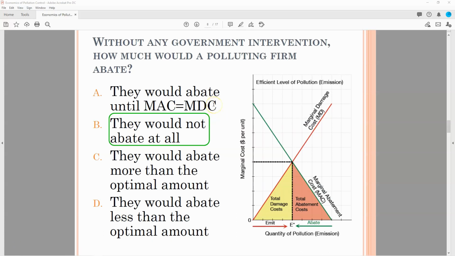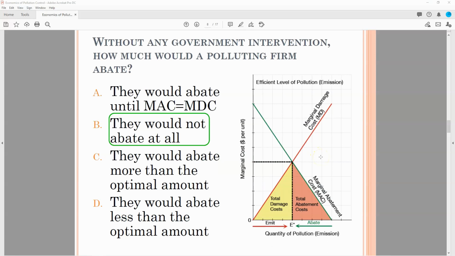So here I have a question from the perspective of a pollution producer, a products producer. What are you willing to pay to abate the pollution if there is no government intervention? The correct answer is that there would be no willingness for them to abate any level of pollution, because from their perspective, they don't really care about the marginal damage cost, because the marginal damage cost is the cost to other people, the cost to the ecosystem. Without government intervention, they don't really care about this part.